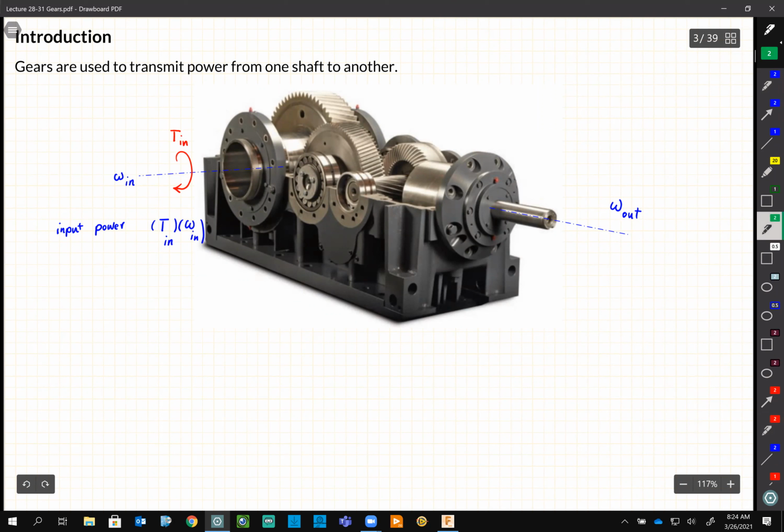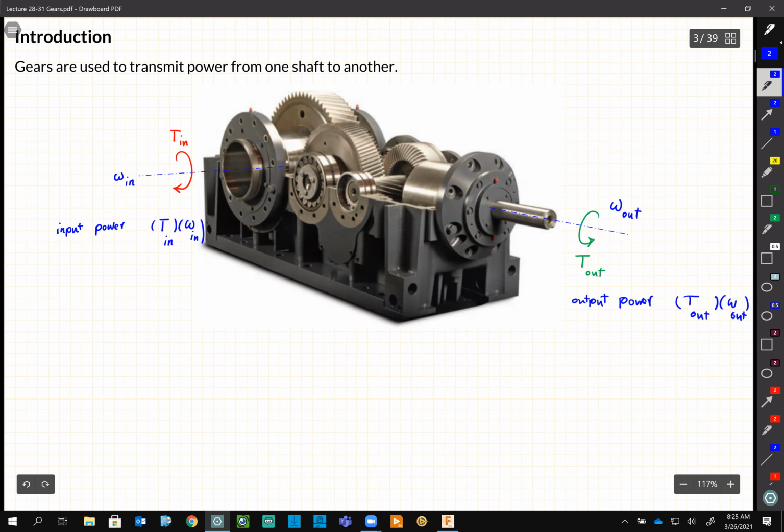And then we are at output. We will get a torque out here. And then we're going to have an output power, let's call it. Again, it's going to be T out multiplied by omega out. Depends on our design. Maybe we like to increase the speed, or maybe we like to increase the torque, which usually that's the case. We like to increase the torque.